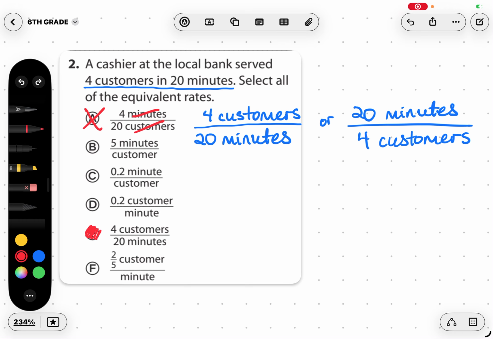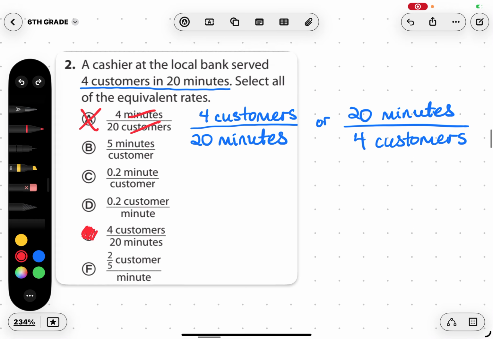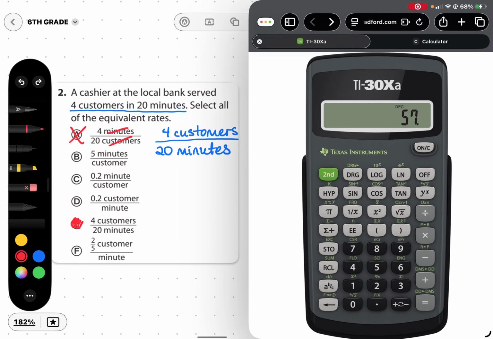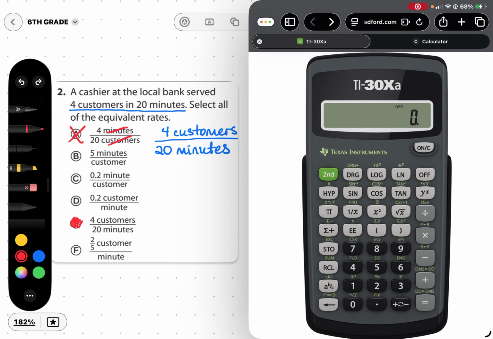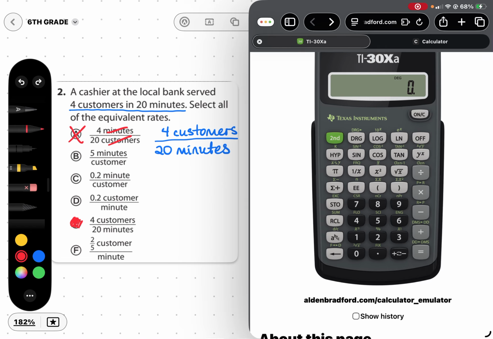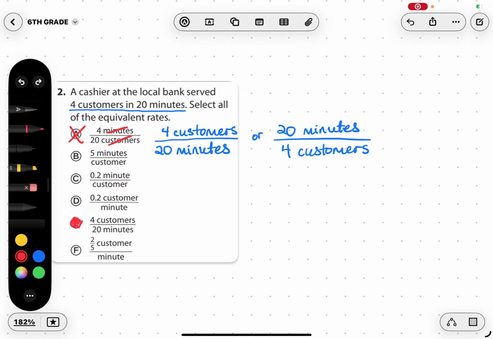So let's go ahead and do that. So let me pull up my calculator. Remember, we'll just be dividing. So here's the calculator. And we'll do the 4 divided by 20 first. And I'm going to show you something with this calculator. This button right here, ABC, you can actually type in fractions and it'll give you simplified fractions. So 4 ABC 20, and I hit equal, that makes 1/5. So another way to write this one, we could put 1 customer every 5 minutes.